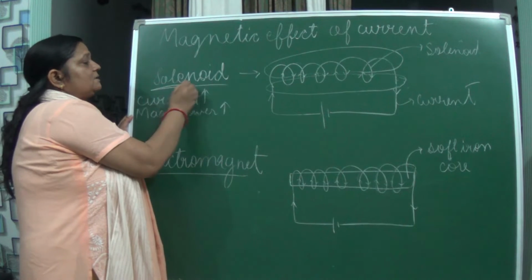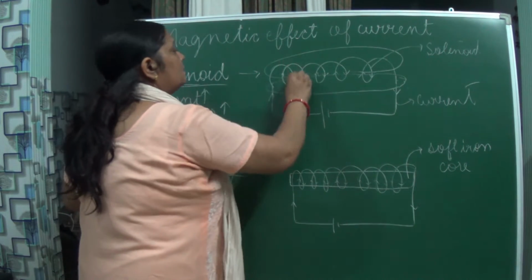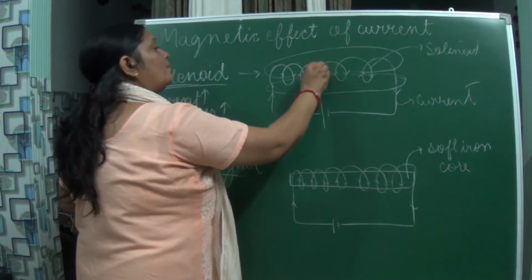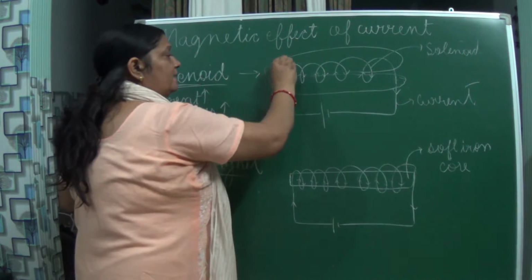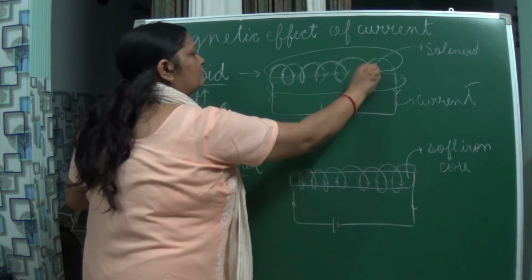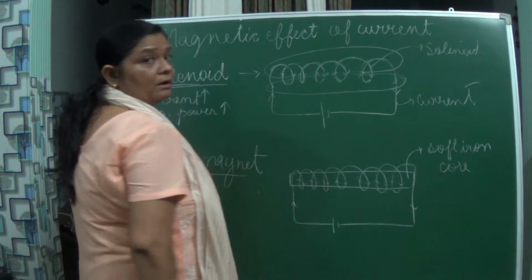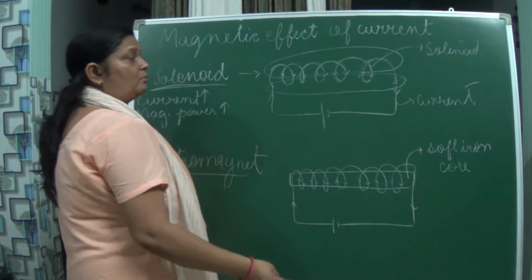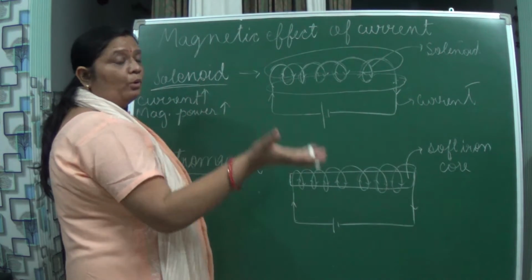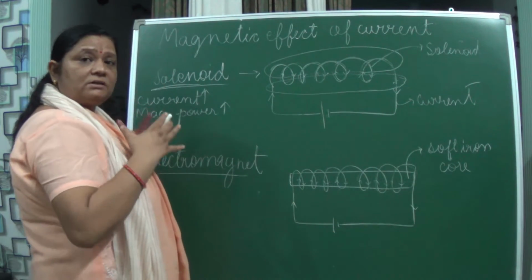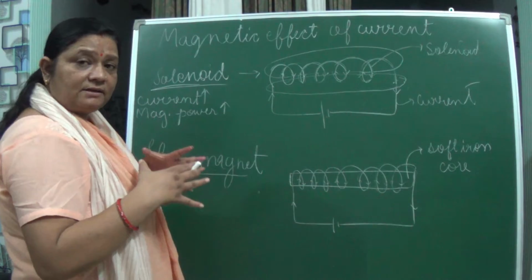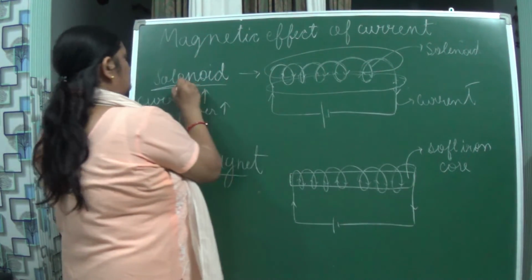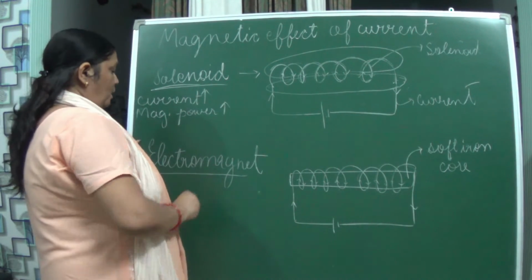Now coming to the solenoid. What is a solenoid? A solenoid is a conductor or wire which is coiled up to form a number of turns. This coiling of wire is known as a solenoid, which is joined to the battery. If the number of turns is more, it will produce more magnetic effect. So the more the turns, the more the magnetic effect; the fewer the turns, the less the magnetic effect. This coiling of the wire is known as the solenoid.